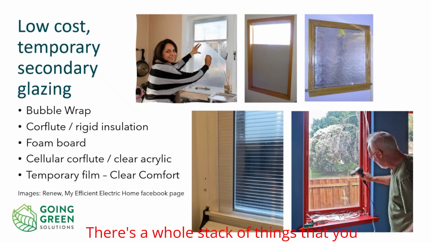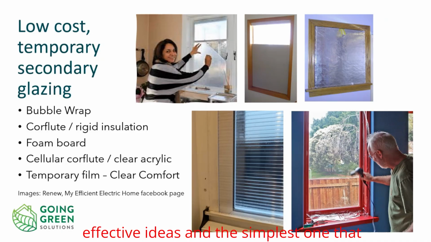There's a whole stack of things that you can do that are low cost, pretty easy to do. They're not necessarily going to be the most beautiful things, but if you're in a rental or if you're low income or if you just need a really quick fix, before as you budget for other things, these are all really effective ideas. And the simplest one that you may have heard of is bubble wrap on the window. The reason it works is because by sticking that on the window, you've actually stuck a whole lot of air gaps on the window, and that's what we want.